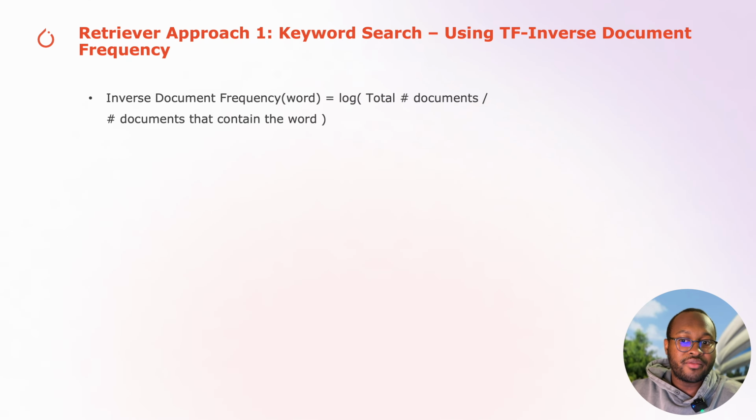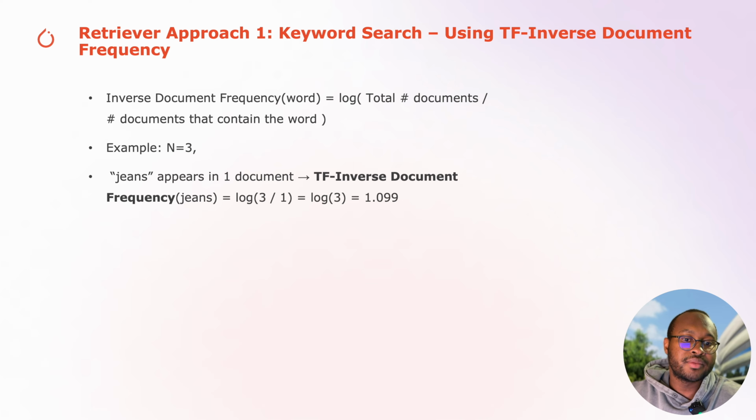So how do we compute the inverse document frequency? For each word, we are going to compute this inverse document frequency. And to do that, we take the log of the total number of documents that we have divided by the total number of documents that have that specific word. So let's say we have 3 documents. I'm going to compute this inverse document frequency for the word jeans. We just have to say log of 3, where 3 is the number of documents that we have, divided by 1, because there's only one document that has the word jeans. And when we do that, we get 1.099.